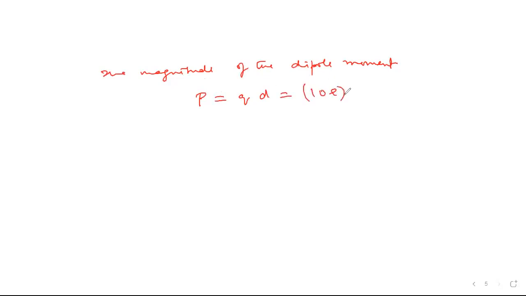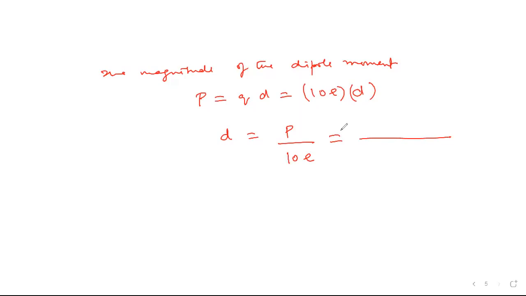So we can write for the magnitude of the dipole moment P, which is QD, but Q is 10E times D, where E is the elementary charge, because there are 10 protons and 10 electrons in the molecule, so the charge of either charge is 10E. So we solve for D. D is P over 10E.